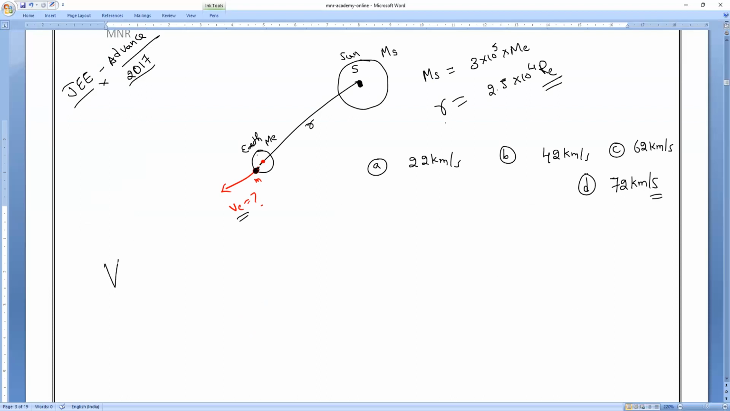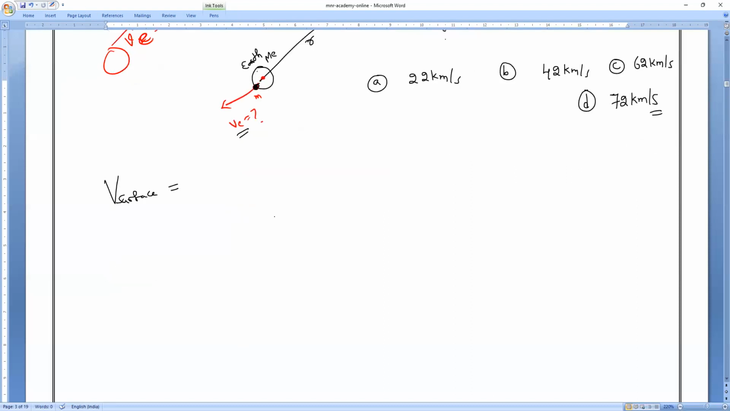So now, what is the escaping velocity at the surface of the earth? Anybody can tell? We all know. What is the escaping velocity when we consider only earth alone? Yes, Rudreswa. Escaping velocity is equal to how much, guys? 11.2 kilometers per second. So at the surface of the earth, what is the escaping velocity, everybody? 11.2 kilometers per second.